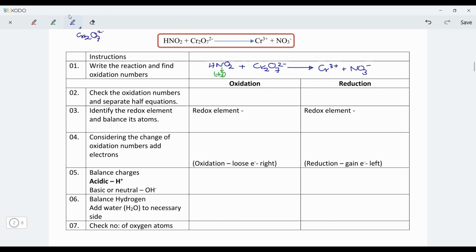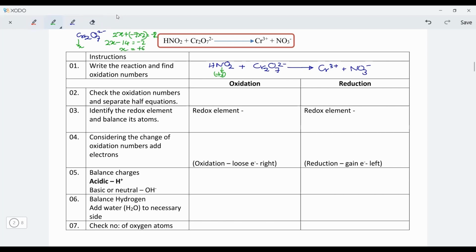Cr2O7 2 minus, no. So if you take this one as x, now there are 2 chromium atoms. So 2x plus minus 7 into 2 is equal to minus 2 charge. 2x minus 14 equals minus 2. Then 2x will be equal to plus 12 and x will be equal to plus 6. So don't worry about that one.